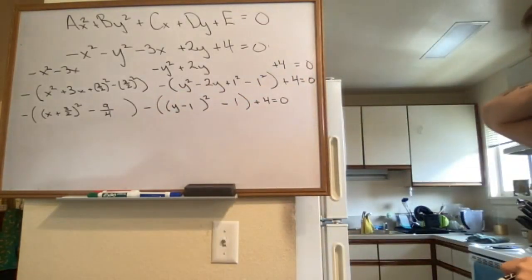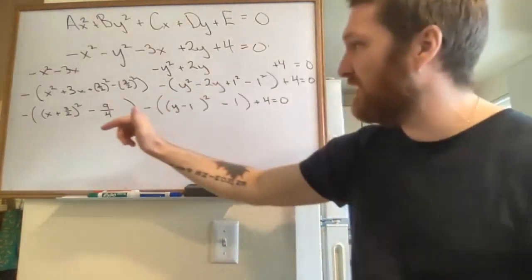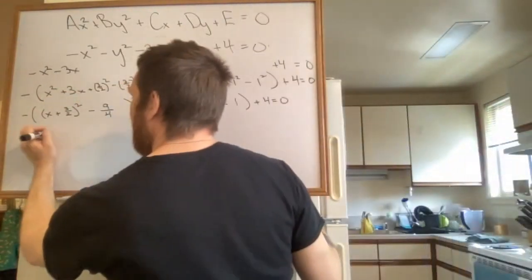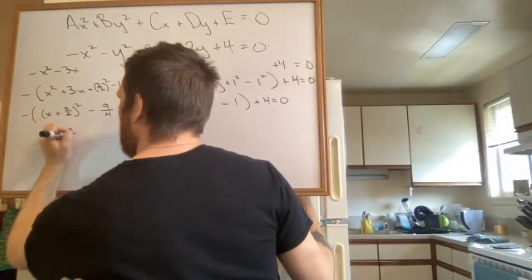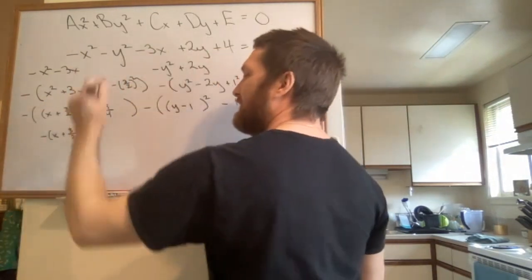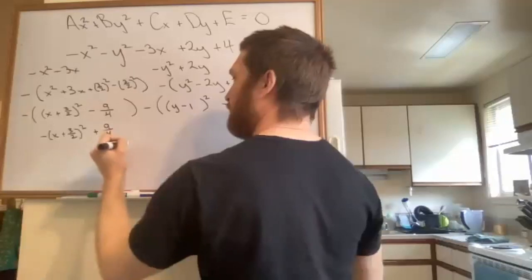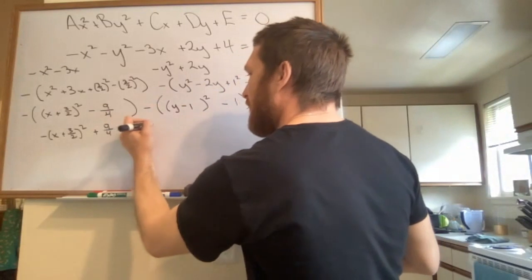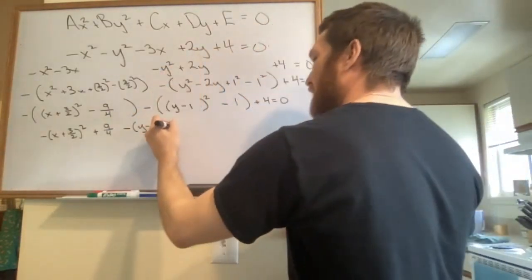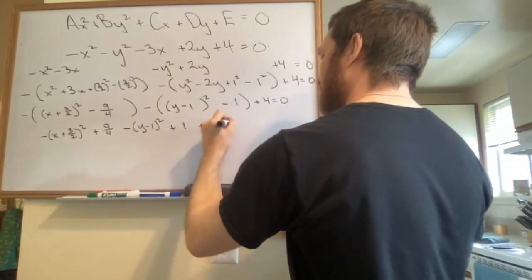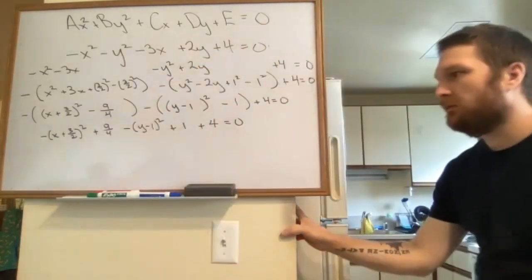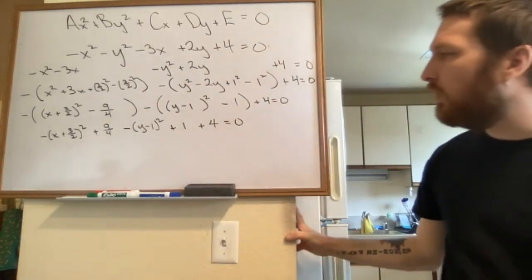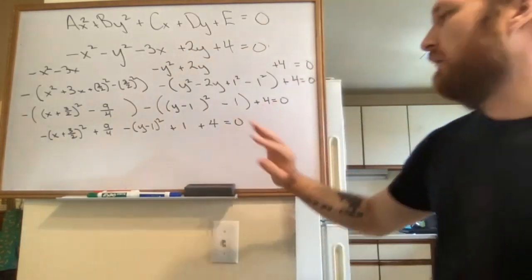Okay, now here's the really tricky part. I've got to distribute that negative back into these guys. And so we have a minus x plus 3/2 squared. A minus minus is a plus. Minus comes back in to give me a minus y minus 1 squared, but a minus minus is a plus. Then we have plus 4 equals 0. Buddy, you're okay.